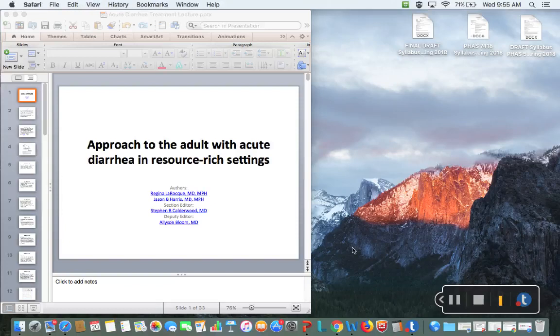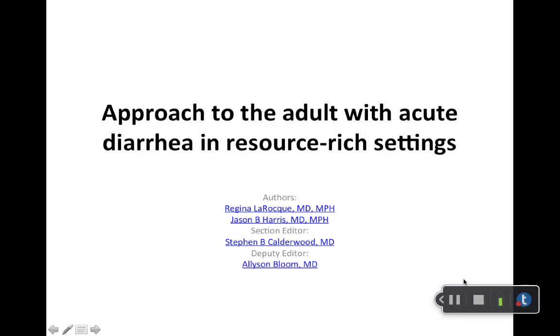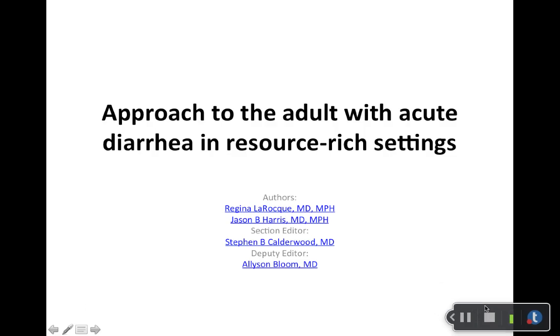Hey everyone, we are going to talk about diarrhea today, acute diarrhea specifically, and this is in a resource-rich setting. That just basically means usually in a developed country, but parts of a developed country may not be resource-rich. So there are parts of the U.S. that this may not be applicable to.